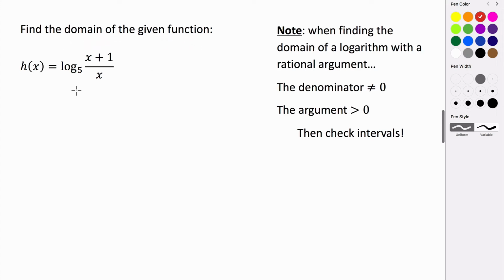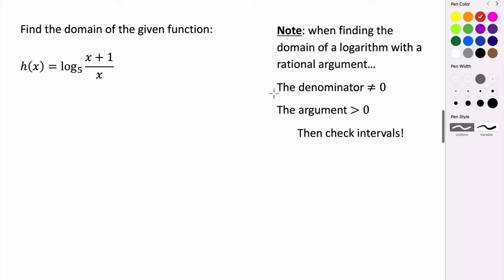We want to find the domain of this function h of x, which is defined as the log base 5 of the quantity x plus 1 over x. So you can see that we have a rational argument here, right? We have a rational expression in our argument. And when you're finding the domain of a logarithm with a rational expression in the argument, there's a couple things that have to be considered.